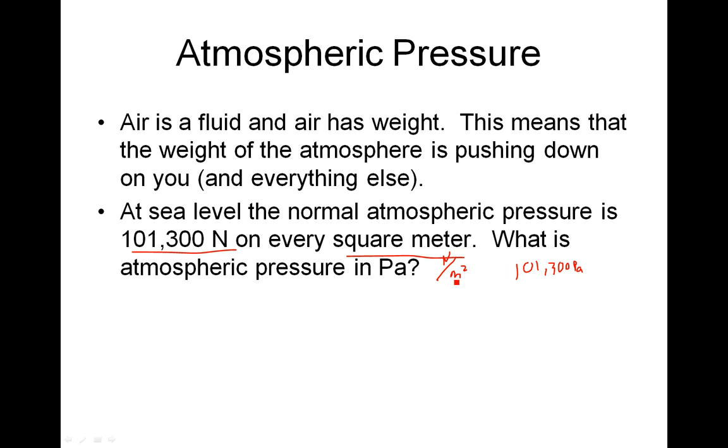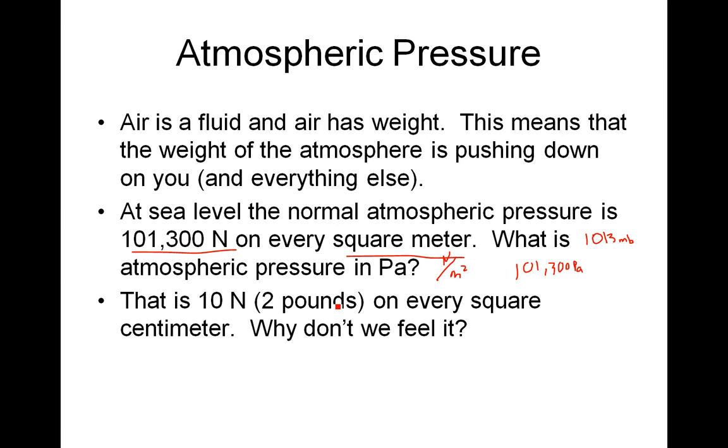In earth science, we usually don't talk about atmospheric pressure in terms of pascals. We're actually going to talk about it in millibars. When we get to the weather unit, we're going to be talking about millibars, and it's actually 1,013 millibars. That's what we're going to be using a lot more often. If you look at the weather station on the side of the room, you'll see that it's in millibars, not in pascals.